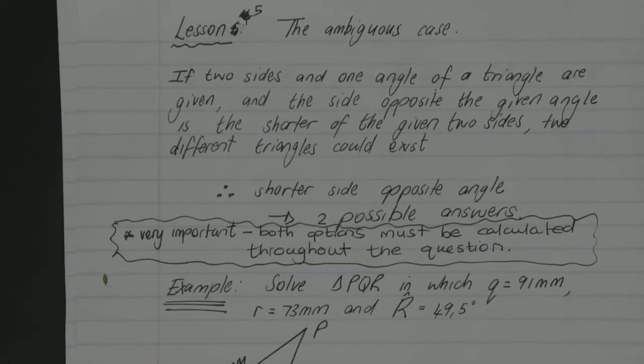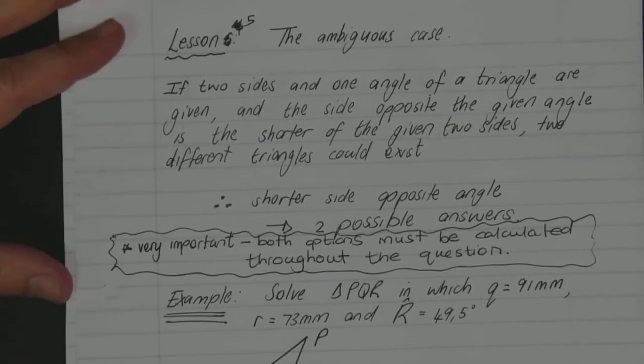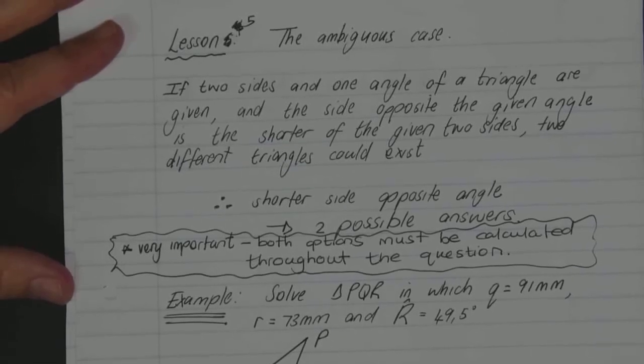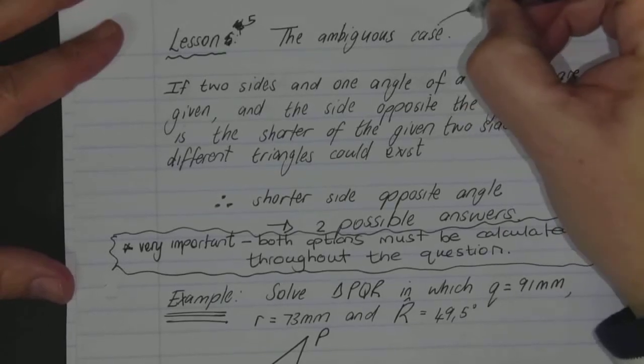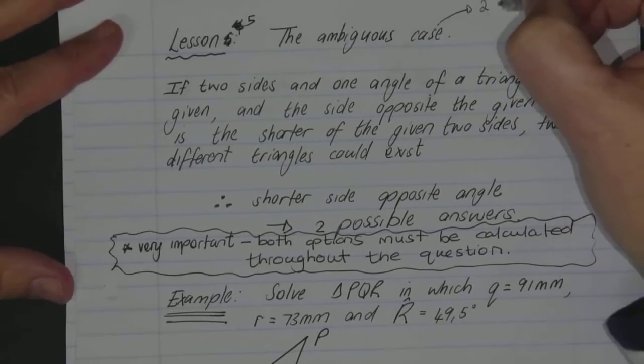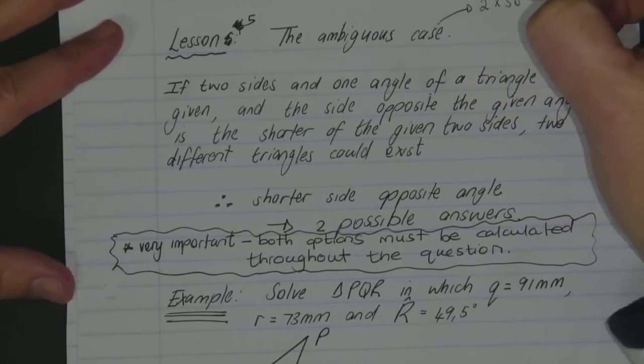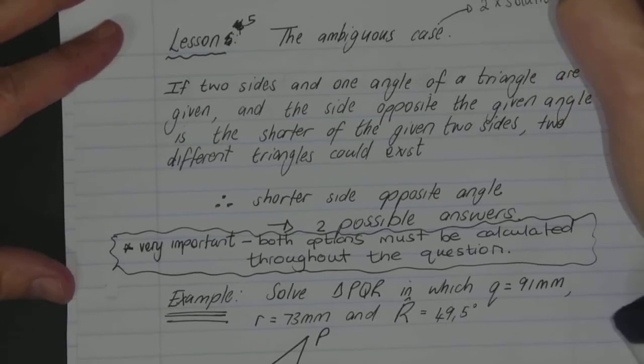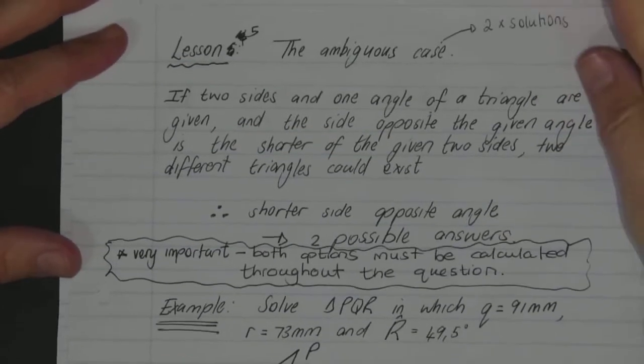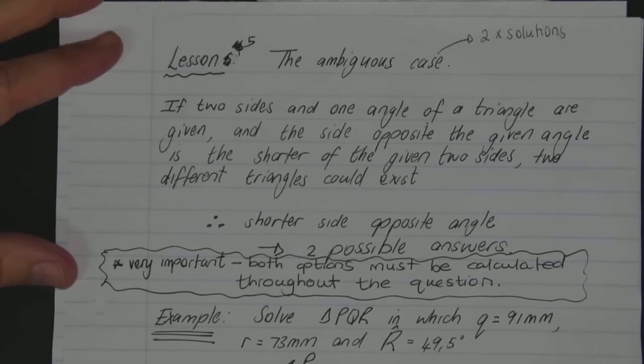Okay, today we are doing the ambiguous case that is linked to the sine rule. So what does it mean? When do I have to work with the ambiguous case? Now, the ambiguous case means that there are two solutions. Okay, now when do I have those two solutions?